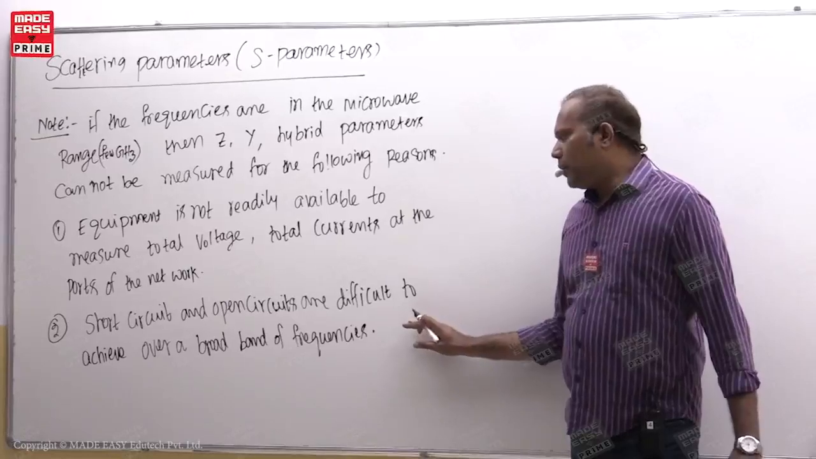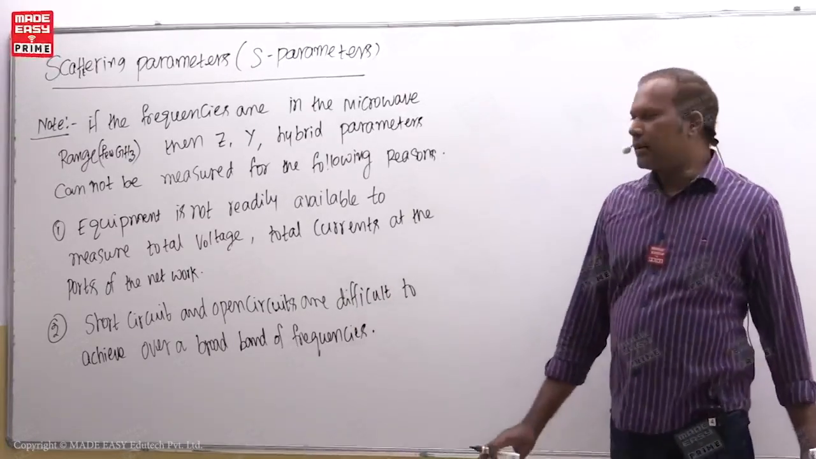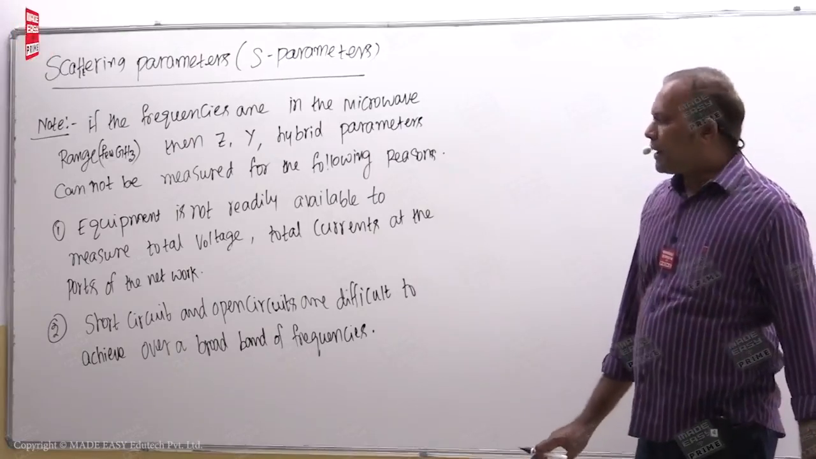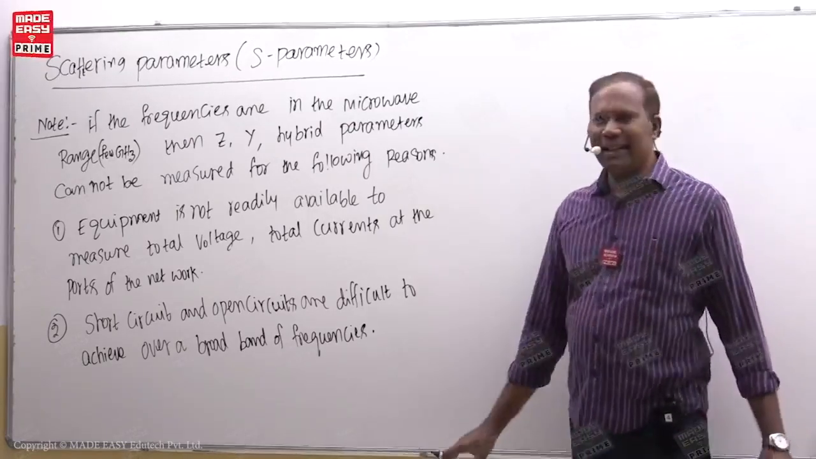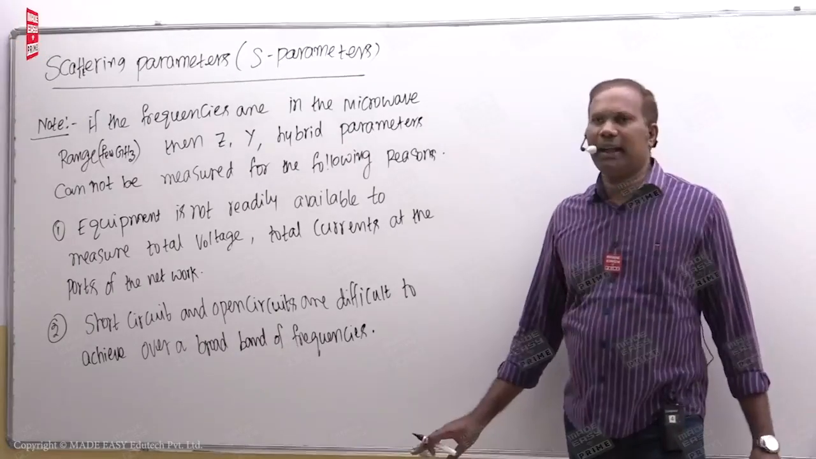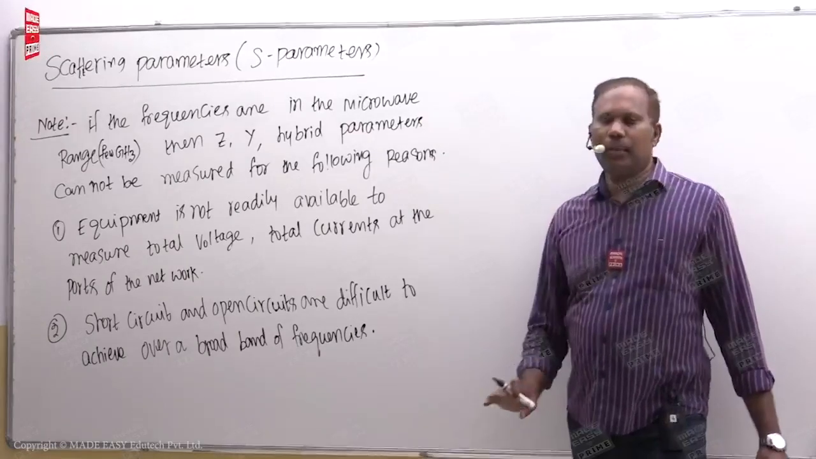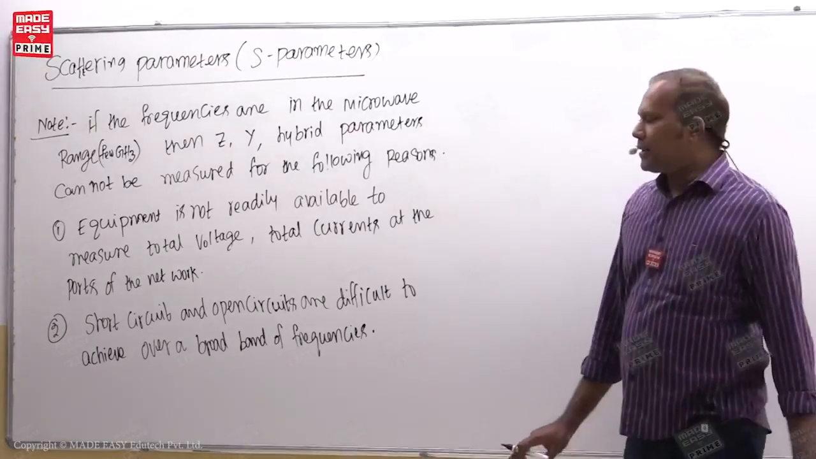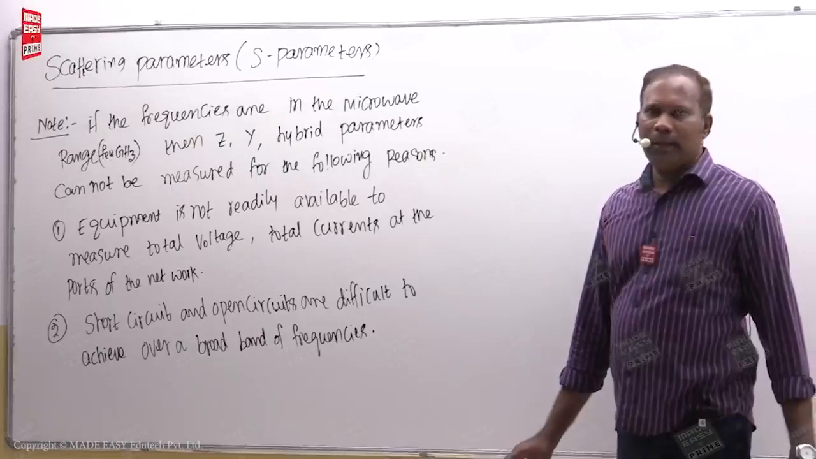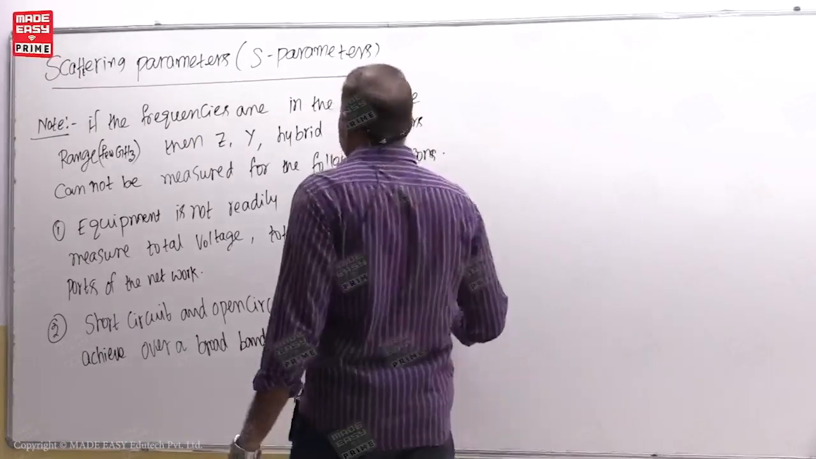Then I told you it is difficult to achieve these open circuit and short circuit conditions, because every time, for example, if an antenna is there and you want an open circuit, you remove the antenna, and again if you want a short circuit, you remove the antenna and put the short circuit. So it is not that easy. They are very big equipment. It is not that easy to do those things.